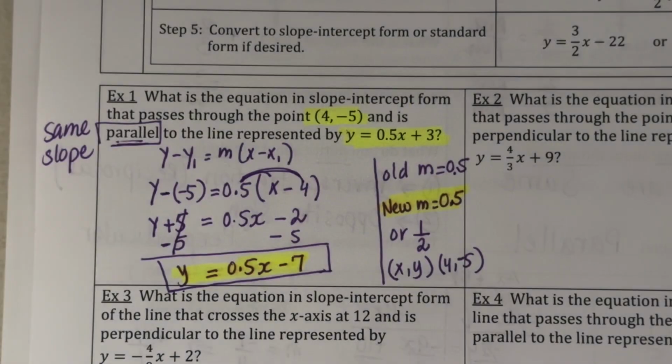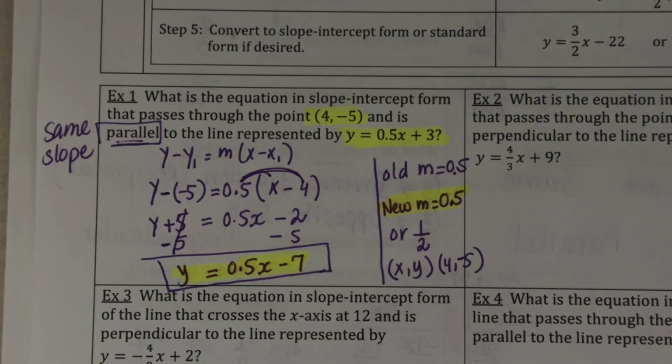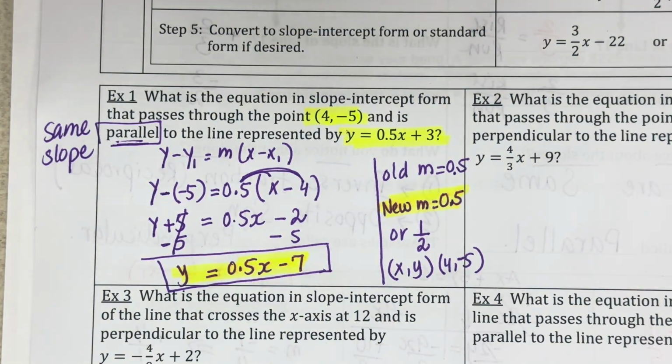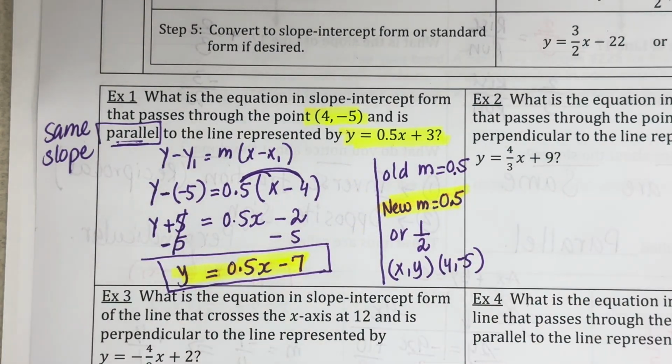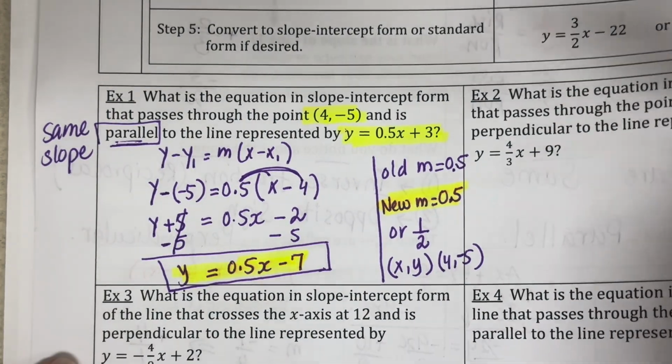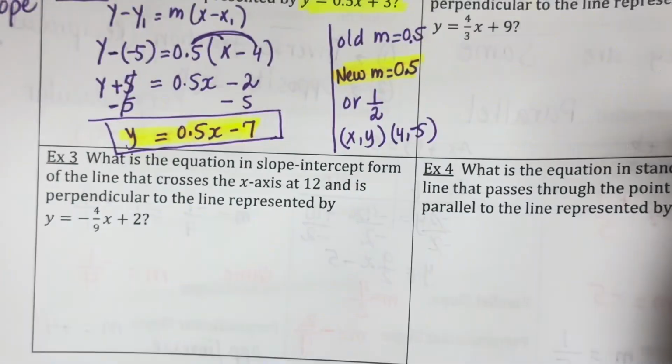Example number 3, you should be able to do example number 3. Hold on, I'm going to do example number 3 and you should be able to do number 2 on your own. Because this is simple, straightforward. All you need is the perpendicular slope, and I'll be using the perpendicular slope in example number 3.